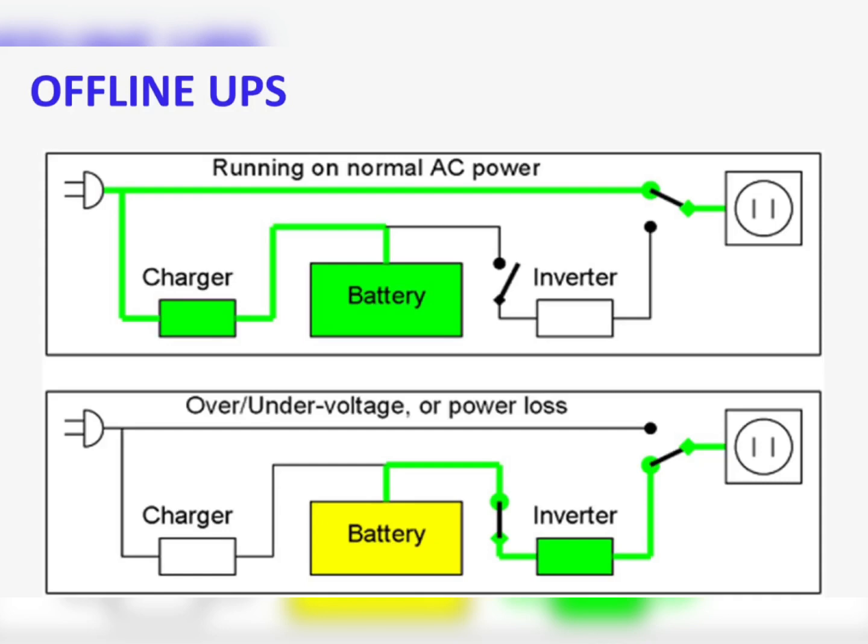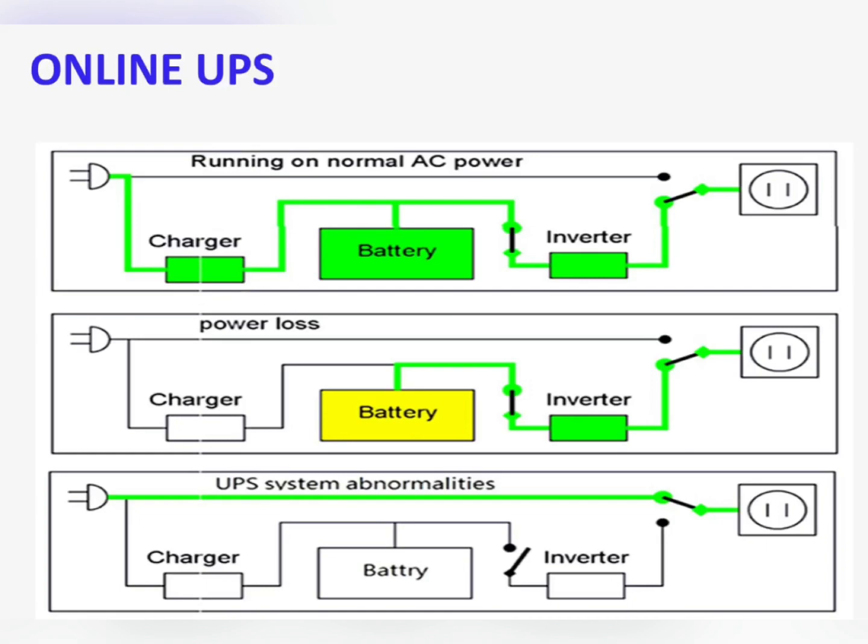Whenever the power failure occurs, the battery will discharge and the inverter converts DC to AC for providing power to the AC load. There is a voltage dip that takes place during the changeover. This is not acceptable for sensitive loads like computers and hospital equipment. To overcome this, online UPS is used.